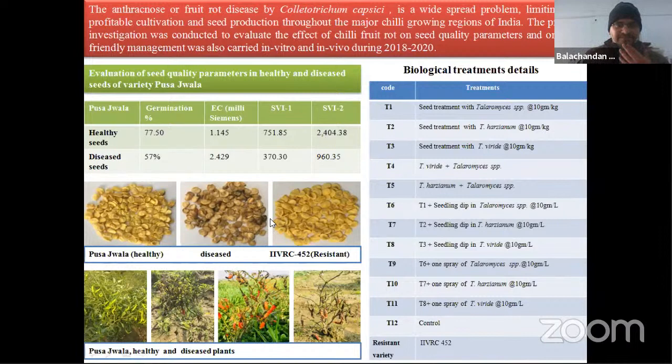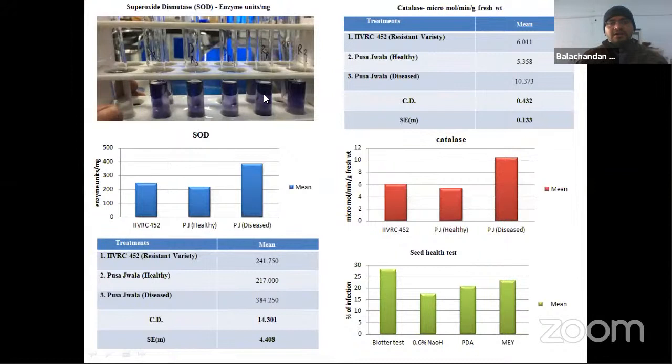And we conducted a field experiment, we used Trichoderma harzianum, Trichoderma viride, as well as Talaromyces, with seed treatment, as well as combination treatment, that is seed treatment, seedling dip, and foliar spray. And we also did enzyme estimation, that is SOD and catalase. We know that because of the infection in the seeds, there is a ROS burst in the seeds. So to counteract this oxidative stress, seeds produce SOD as well as catalase. SOD converts the superoxide radicals into H2O2, and H2O2 is catalyzed by the catalases and converted into H2O and O2. Here in the diseased seeds, the activity of the enzymes was doubled, that we observed.